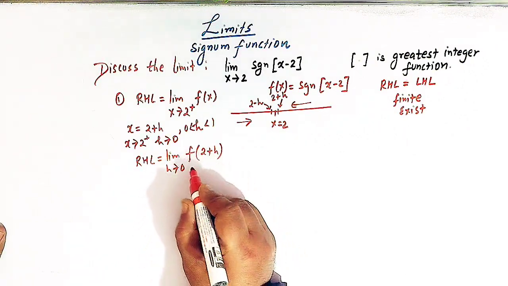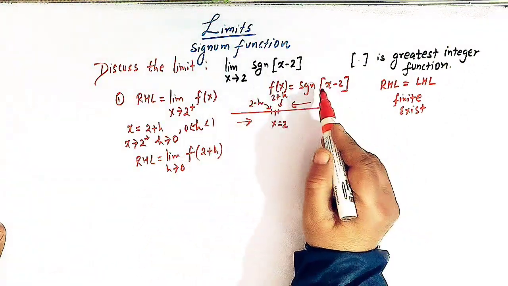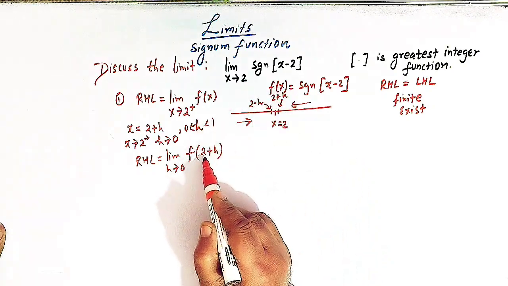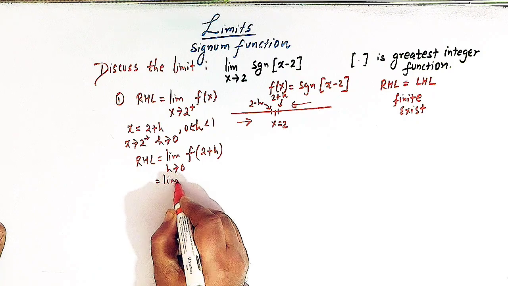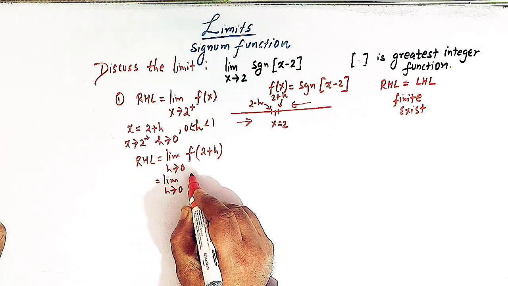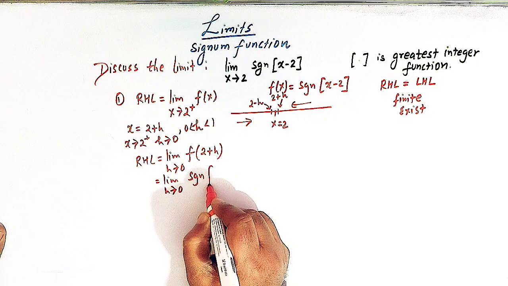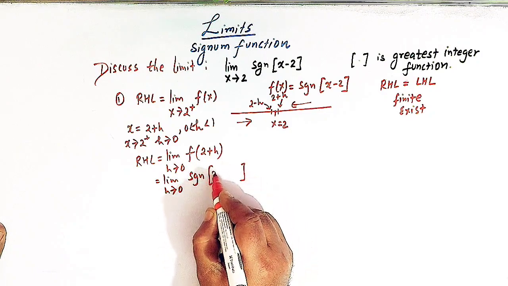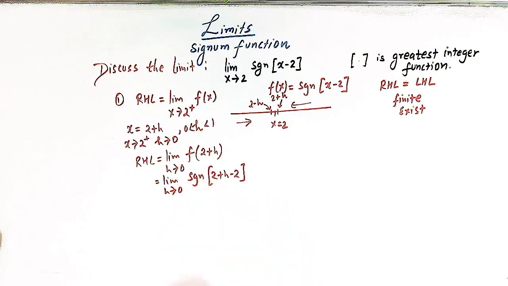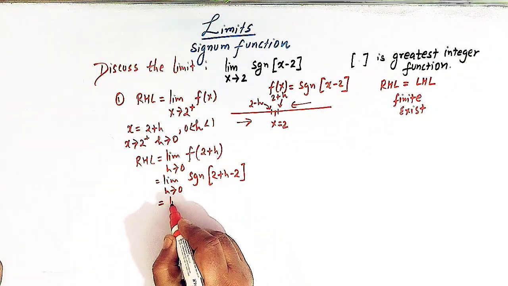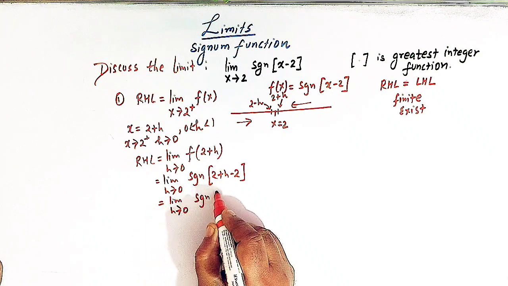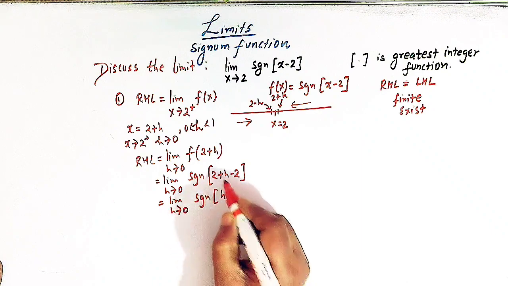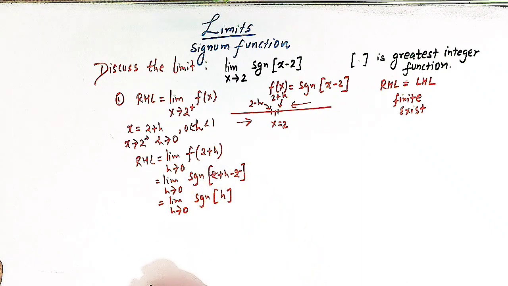So now f of 2 plus h can be obtained by replacing x by 2 plus h in this function. So we have limit h tends to 0, and we have signum of greatest integer of 2 plus h minus 2. So now we can write limit h tends to 0, and here we have signum of greatest integer of h, because this 2 and this 2 get cancelled, right?